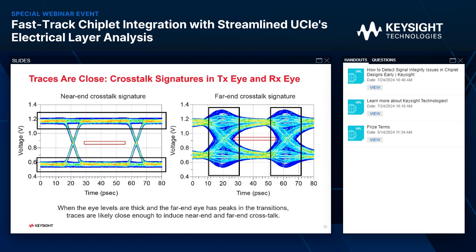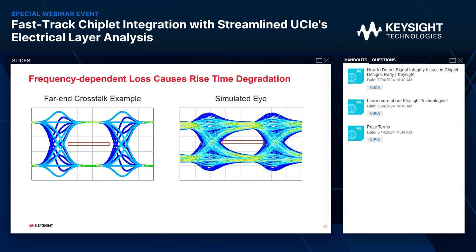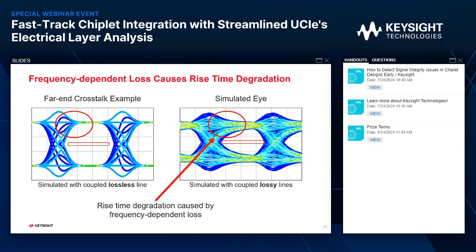Now, so what? What are we going to do? But before that, if you have a keen eye, you'll notice between the far-end crosstalk example that I've shown and the simulated eye, something is different. Specifically, is right here. We're seeing some rise time degradation in the simulated eye. And yes, you are totally correct if you're thinking that. Because on the left, the far-end crosstalk example, I simulated with a lossless line. And on the right-hand side, I simulated with a lossy line. So now the next thing we'll talk about is the frequency-dependent loss, which will cause the rise time degradation.